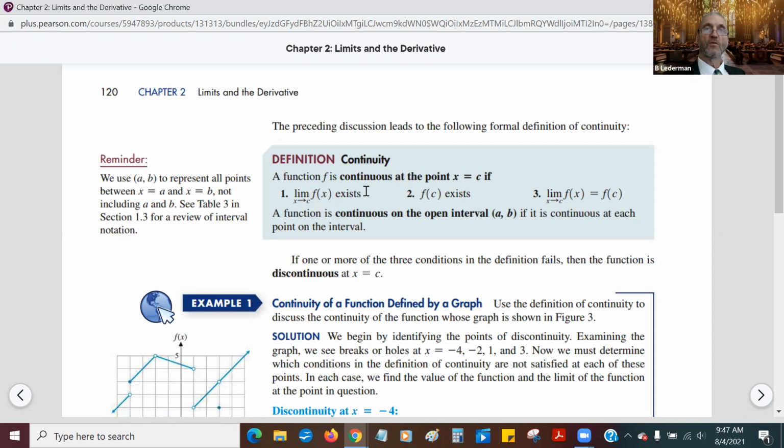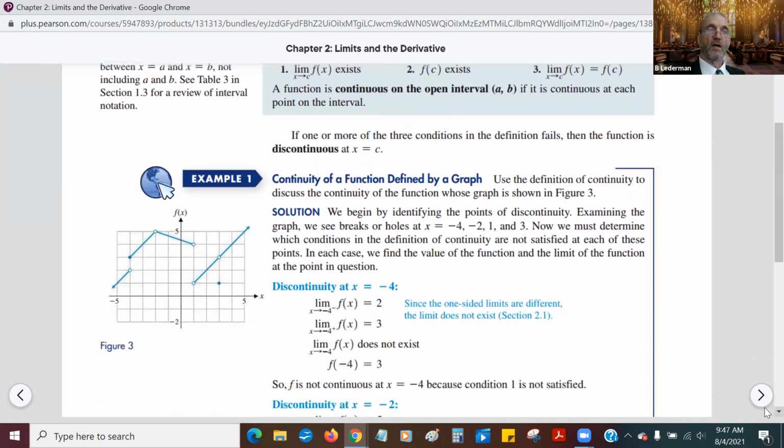So a function is continuous at the point x equals c if there are three things you need. The limit as x approaches c of f of x has to exist. You can't just have an empty circle with nothing. f of c has to exist, but not only does it have to exist, it has to equal the limit of the function value. So let's see what I mean by that.